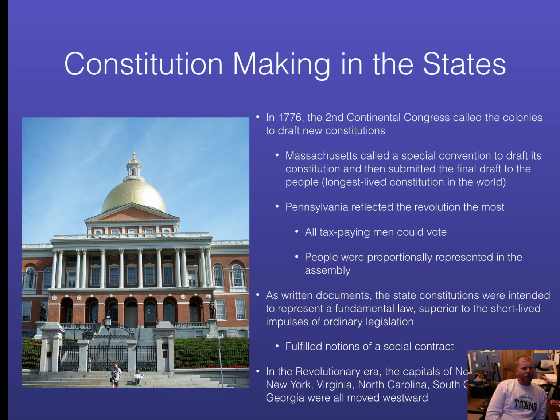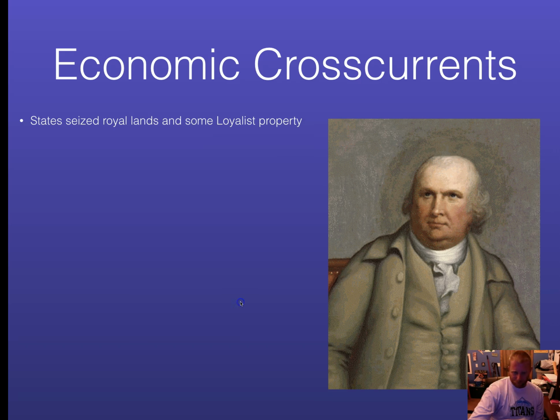In the Revolutionary era, capitals were moved westward, trying to get people to move west and conquer the frontier, in New Hampshire, New York, Virginia, North Carolina, South Carolina, and Georgia. People often wonder, why is Albany the capital of New York? They were trying to get people to move there, trying to move it west, and it was symbolic of this forward thinking, moving into the new frontier.